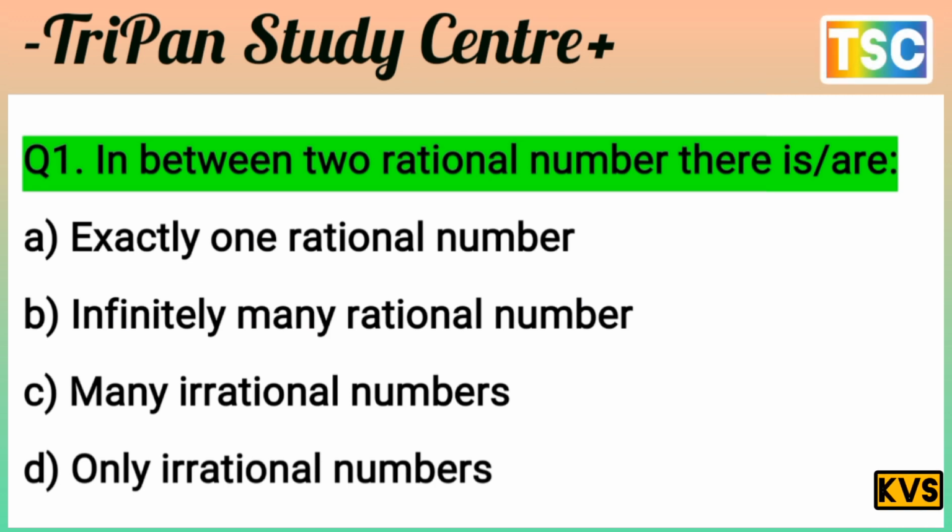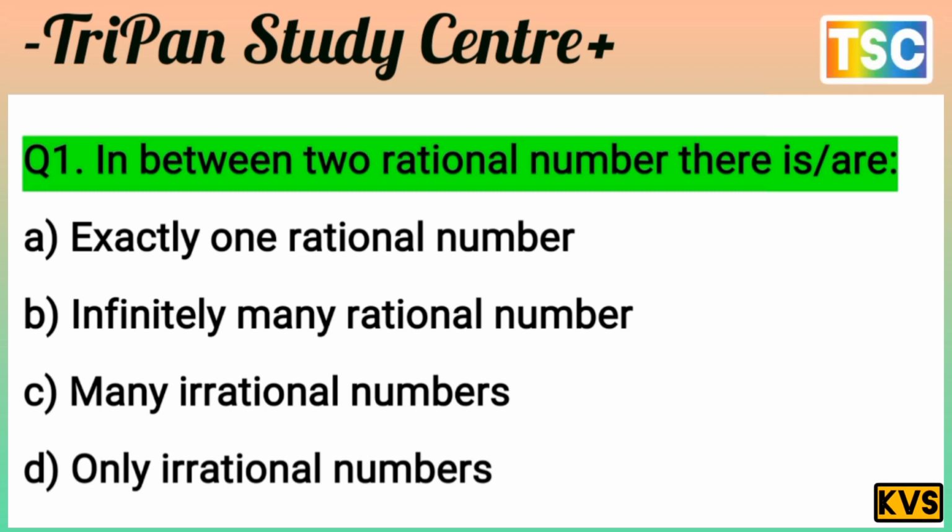But first of all, test your knowledge. I give you a few seconds. You must have a thought of your answer. Let's see what the answer to this question is. The question is clear: in between two rational numbers there is, or are, what? A, exactly one rational number; B, infinitely many numbers; C, many rational numbers; D, only rational numbers.